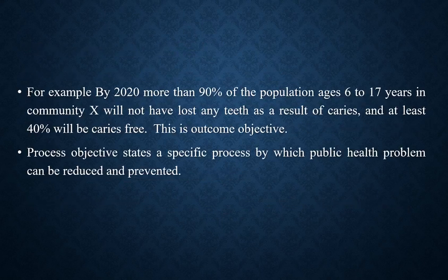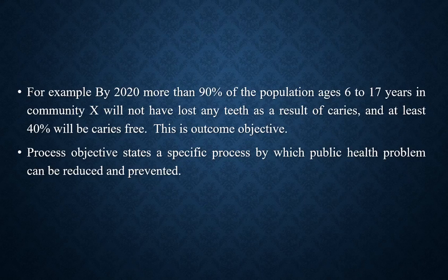As I said in the example, by the end of 2020, we are going to reduce the risk of school children losing teeth due to caries. So we are making sure that our outcome objective is reducing the dental caries, and we are going to achieve that the population of age 6 to 17 years will not lose teeth.